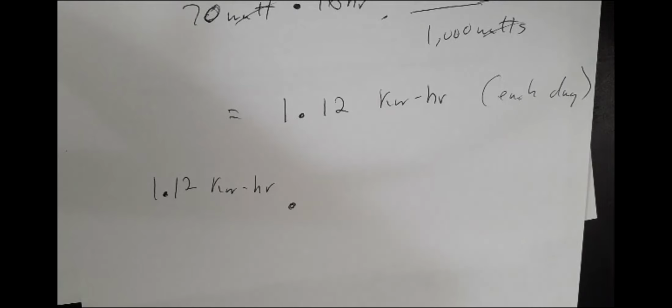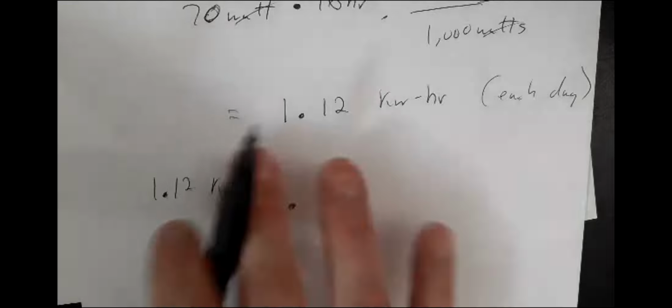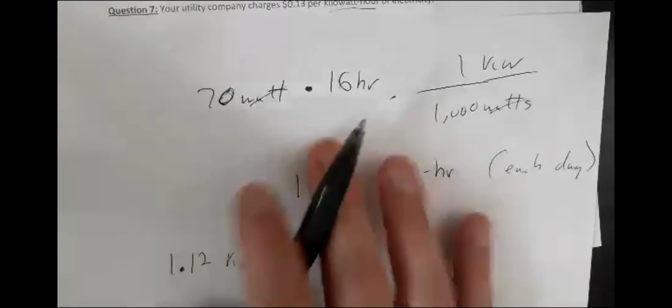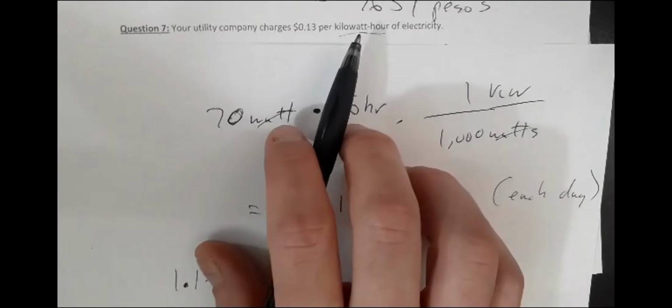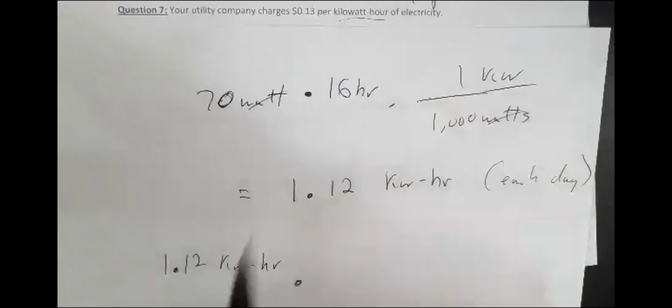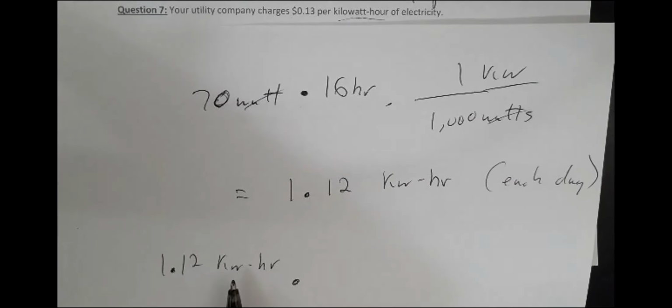Is it 24? No, we're not converting the hours or time. We're just converting this to how much are they going to charge us? So they're charging 13 cents per kilowatt hour, right? And we have 1.12 kilowatt hours.